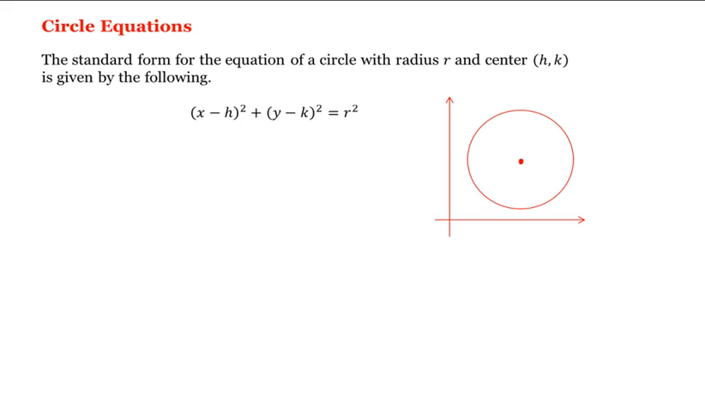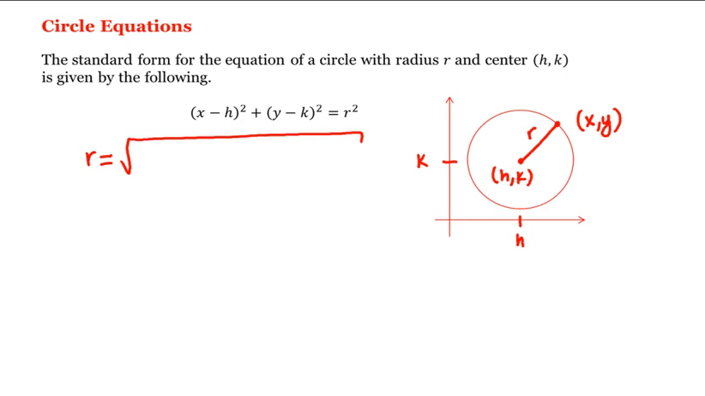Well, if the center is at (h, k), then this here is h, and this is k. Now remember that a circle is a set of all points (x, y) in the plane that are at an equal distance r from the center (h, k), which means by the distance formula that this distance r is equal to the square root of the difference in the x-coordinate squared, so (x - h) squared, plus the difference in the y-coordinate squared, so (y - k) squared.